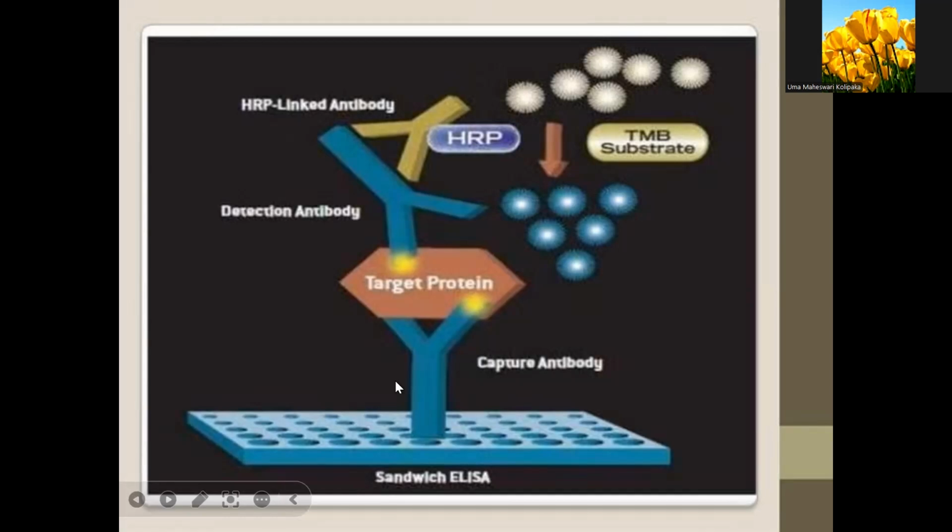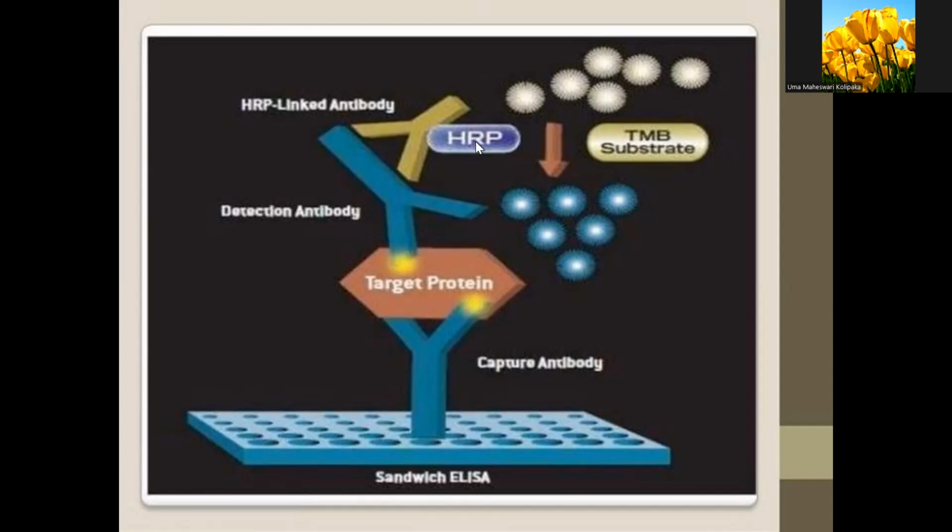Actually, one antibody we are making to adsorb onto the surface. Then we are adding the sample. If the sample has the antigen, definitely this antigen will bind to this antibody. Again, we are adding the secondary antibody that is linked with horseradish peroxidase. So this is also linked with the antigen. Now, if we look at this picture, it looks like a sandwich. In between the two types of antibodies, our antigen will be placed. So this is said to be sandwich ELISA.